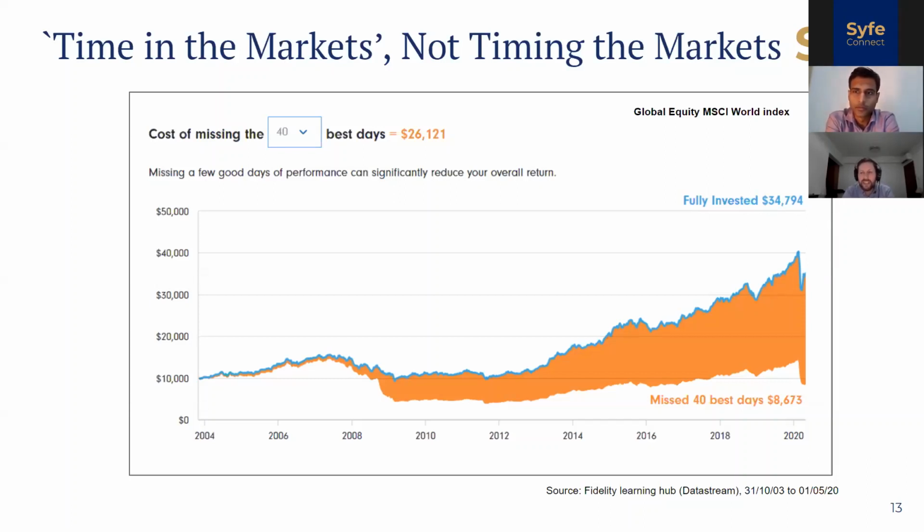So the key takeaway here is that this is looking back historically at the 40 days, but if we stand at this point in time and look forward over the next 17 years, it's impossible for anyone to predict the next best 40 days. So the takeaway is that no one can predict the markets, and being on the sidelines is actually damaging to your longer term finances.